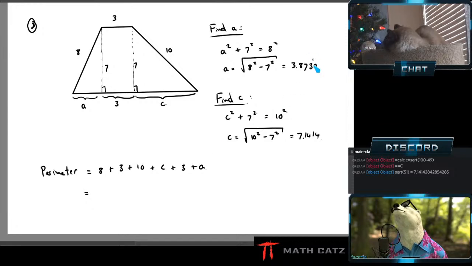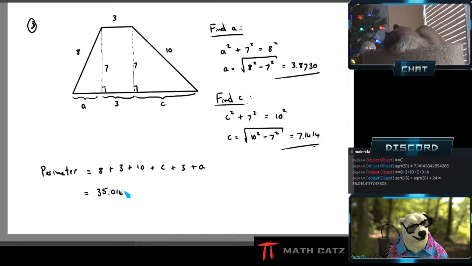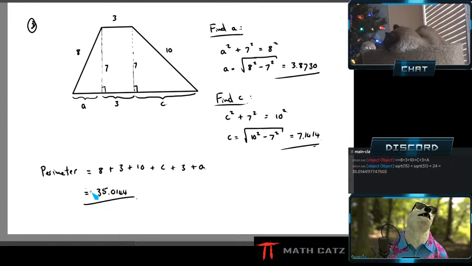I don't have to write the decimal versions in there because they're over there and they're over there. I do want to count them all and calculate this. Let's do it. 8 plus 3 plus 10 plus C plus 3 plus A. And we get 35.0144, rounded to 4 decimal places, which was just my choice. I pretend the question said 4, so I practice my rounding where I can.